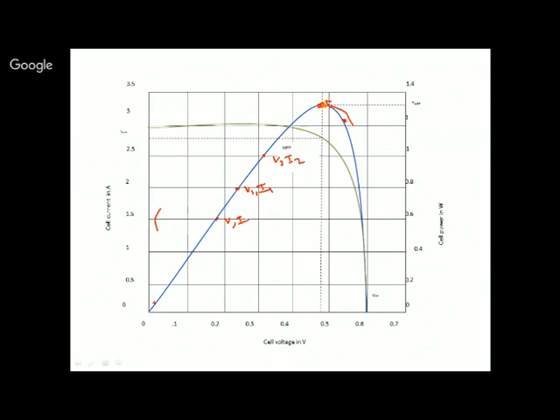So just draw the slope like this. What type of slope is this, positive or negative? This is a positive slope. And similarly, you draw one more slope here. This is a negative slope. So when the slope is negative, we have crossed it, and when the slope is positive, we are reaching it. And when the slope is 0, we have the maximum power point.